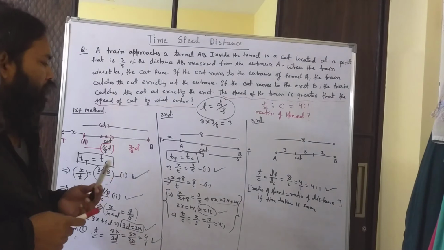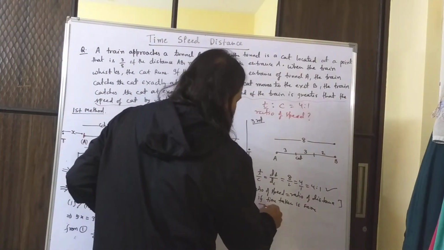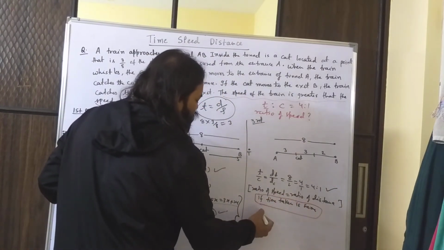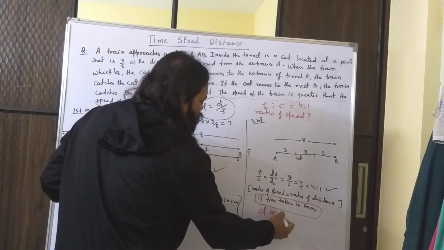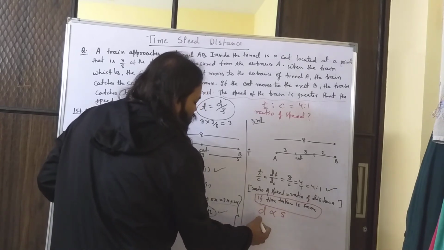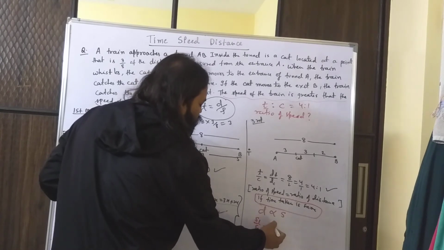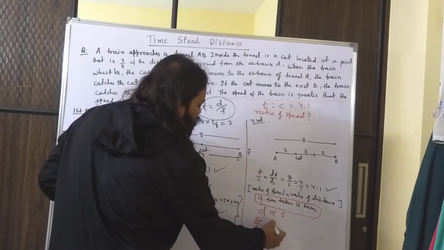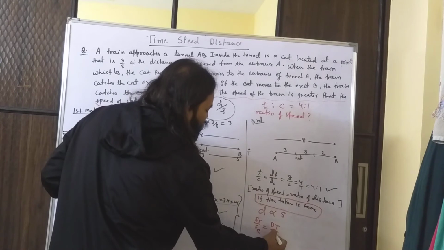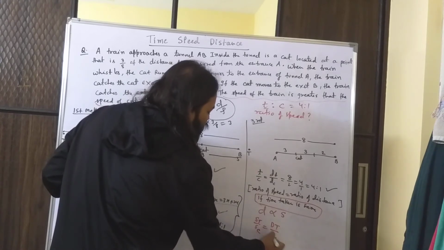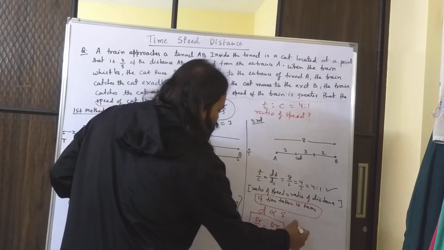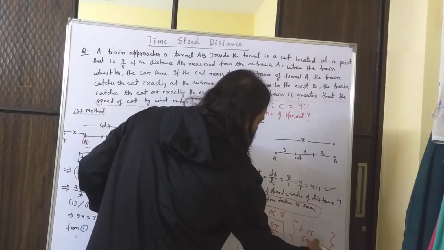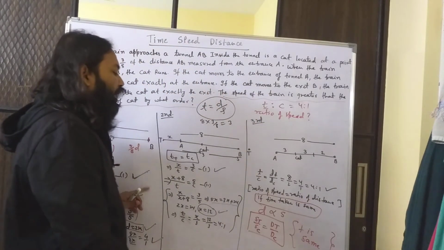Now you saw the time taken is same. So this is the concept: if the time taken is same, what can we say? The distance covered will be proportional to the speed. So I can say S1 upon S2, or rather speed of train by speed of cat, will be equal to distance traveled by train divided by distance traveled by cat. This is what we are going to use, and this is given a condition that time taken is same, or time taken is constant.